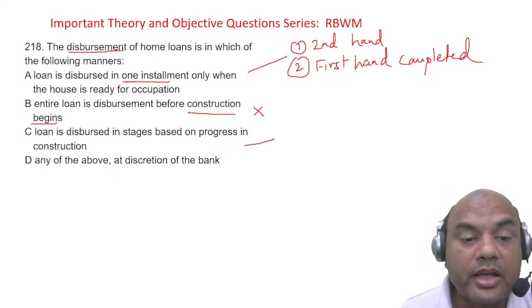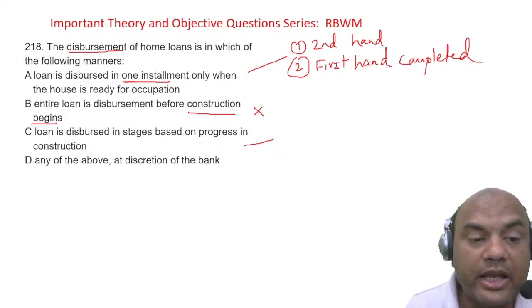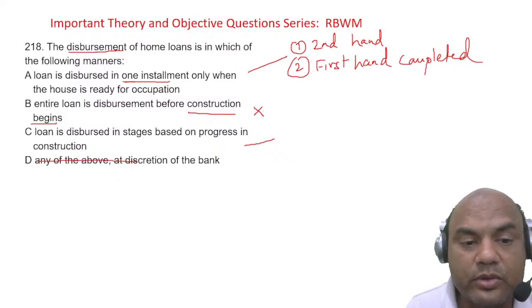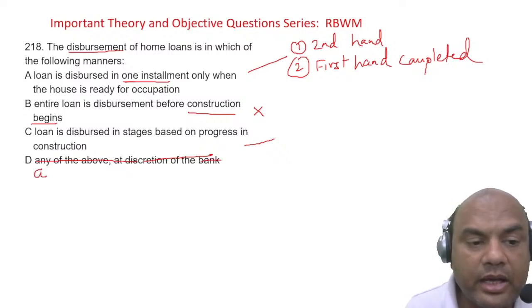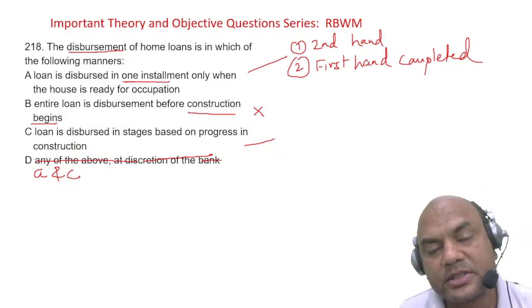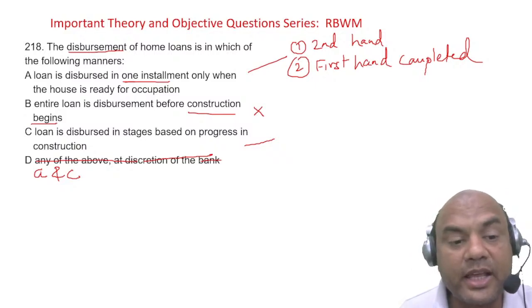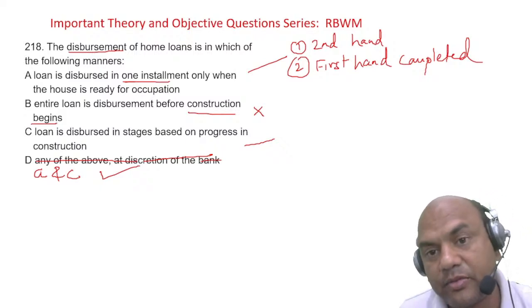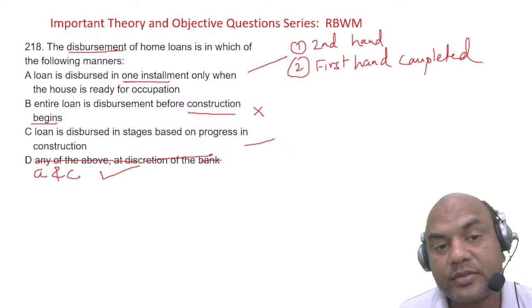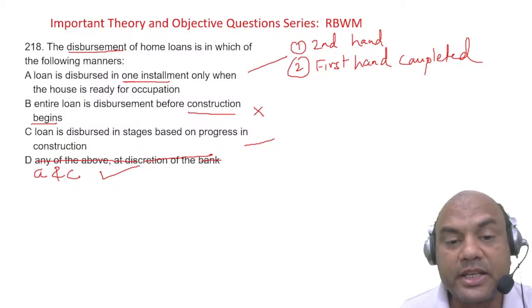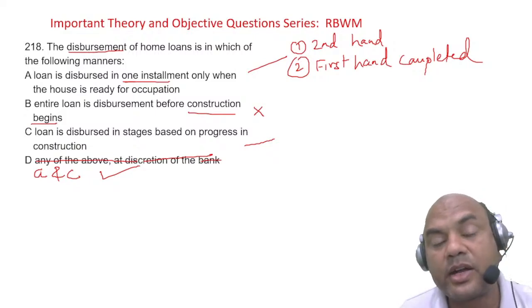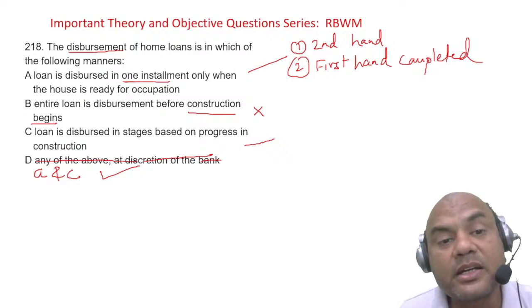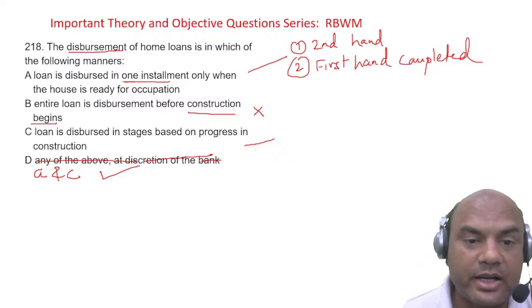Any of the above. It should be A and B. The actual answer over here should be A and C. So the answer is A and C. Means loan is disbursed in one installment whenever it's a ready-made flat, and loan is disbursed in stages depending on the construction whenever it is a newly constructed flat or under construction flat.